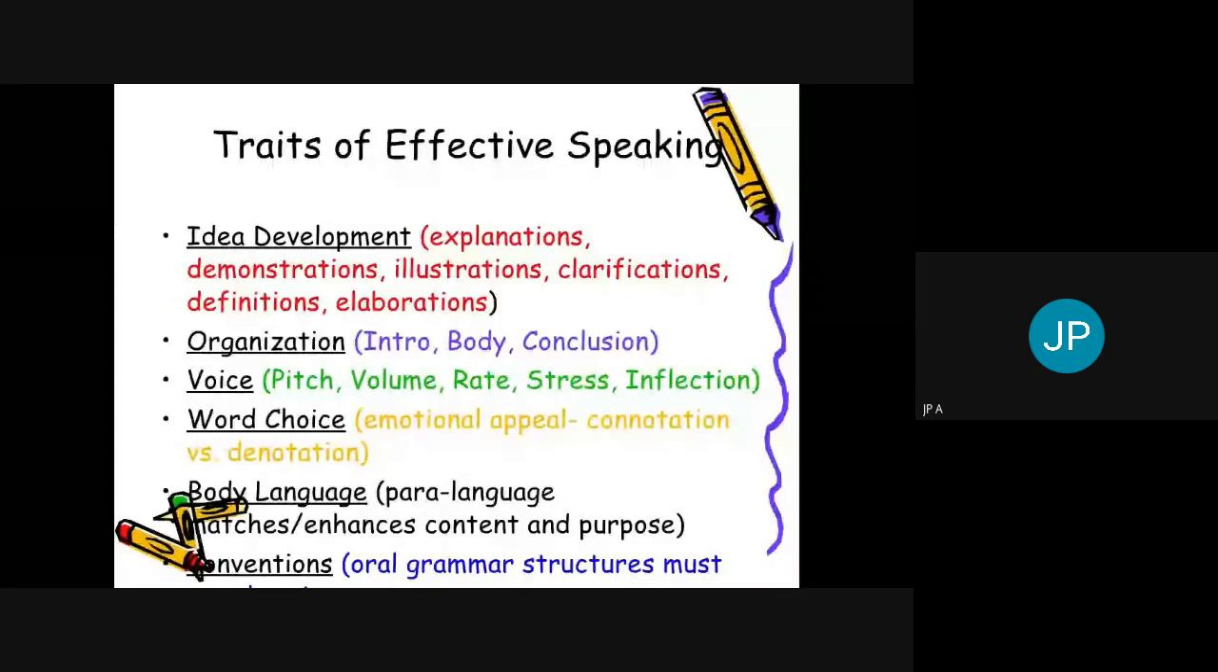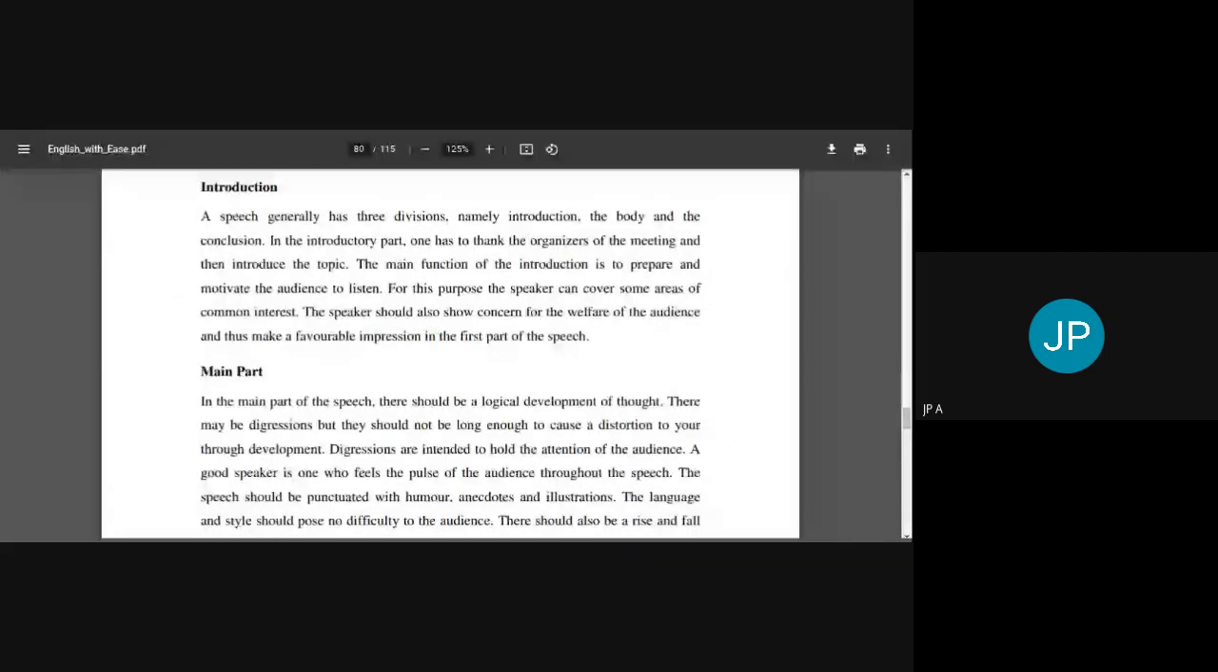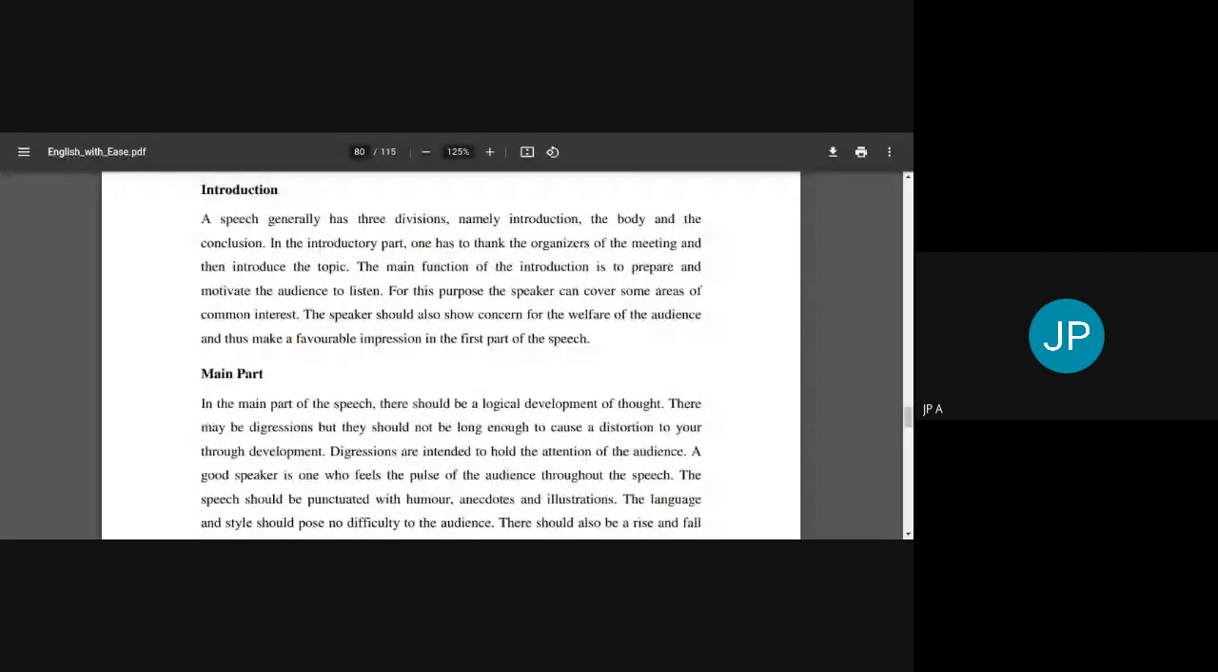The next is you can properly organize your speech. Organizing the speech in the proper way is also very important. If you have to organize the speech, it can be organized in 3 manners. We can divide it into 3 parts: introduction, body and conclusion. So what does an introduction contain? Introduction contains these things.